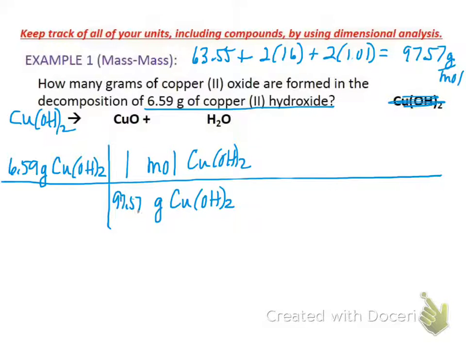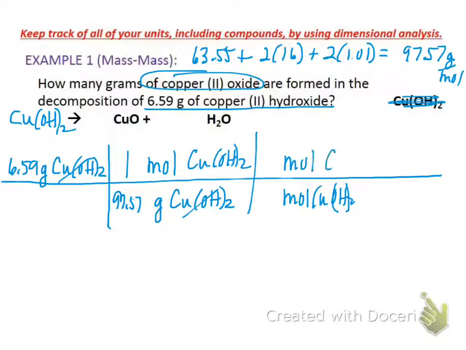So we'll plug that in, 97.57. And now we got rid of grams. So now that I'm in moles, I can use my mole ratio. So I want to get rid of moles of copper hydroxide, and I'm going to moles of copper 2 oxide. Now I go to my balanced equation and I see a 1 and a 1, so that makes life easy, so I can put a 1 and a 1. And now I've gotten rid of moles of copper hydroxide.